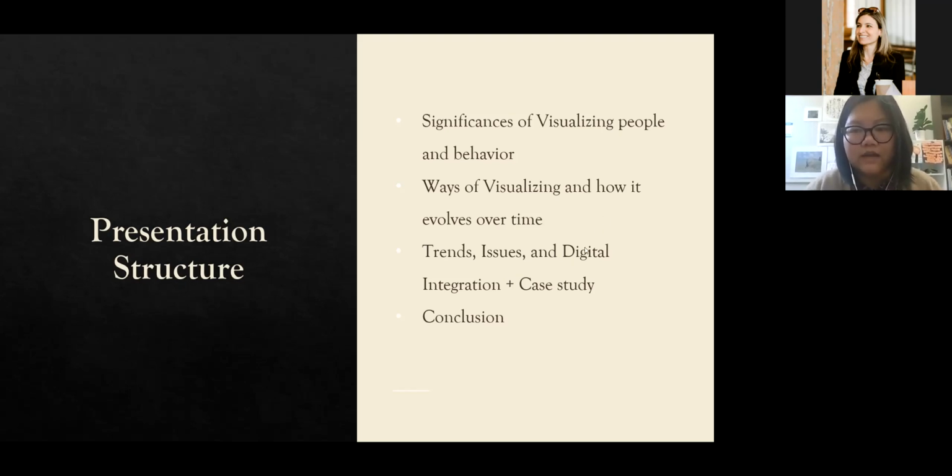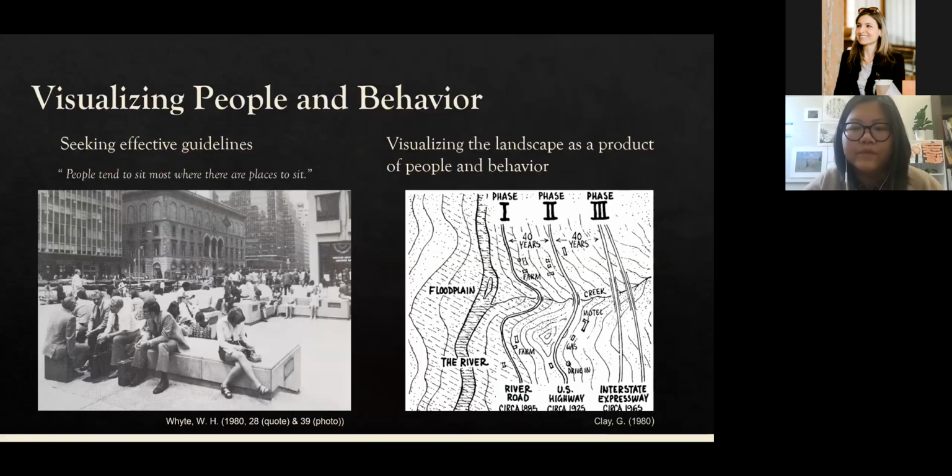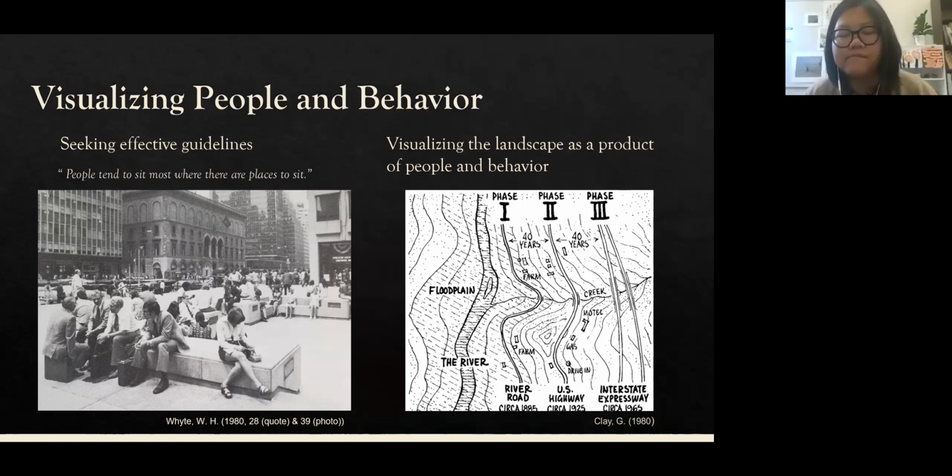So let's go ahead. First, the significance of visualizing. There are basically two key important elements within it. First is really to seek effective guidelines, like how people are using the space. If you pay attention to it, it helps you to be a better designer. The picture on the left is by William White. He's a very famous American journalist and sociologist, so I think you are all probably already familiar with his work.